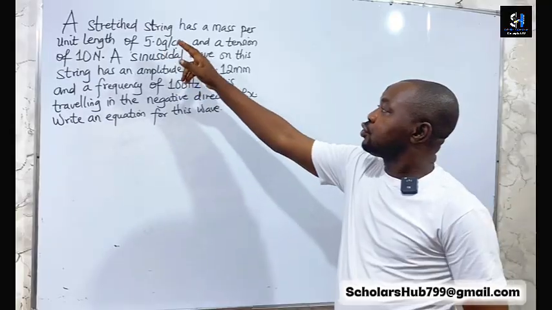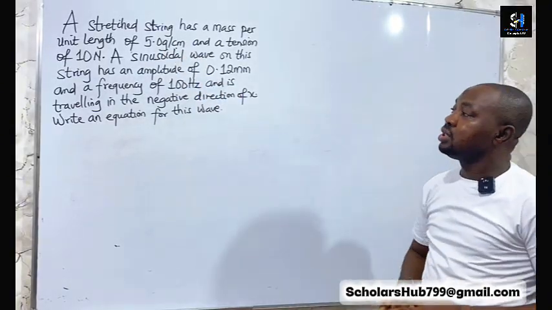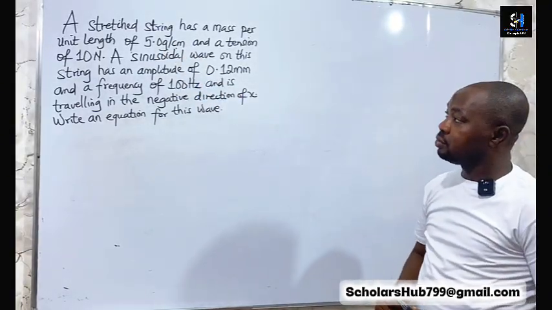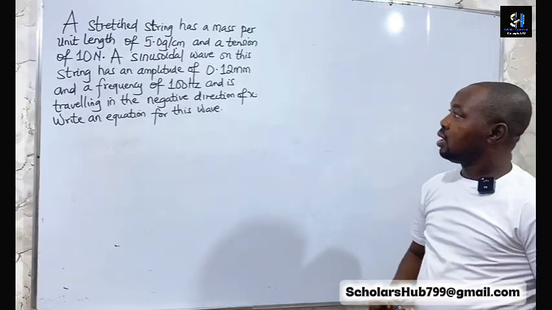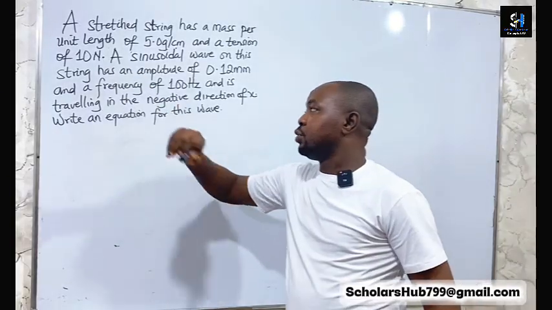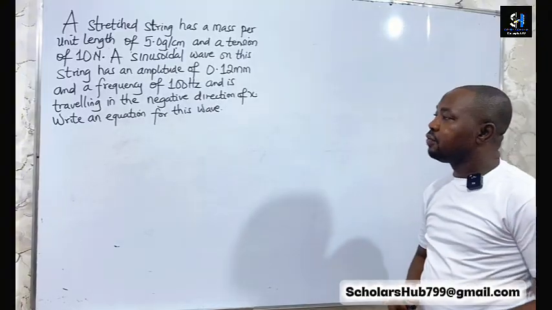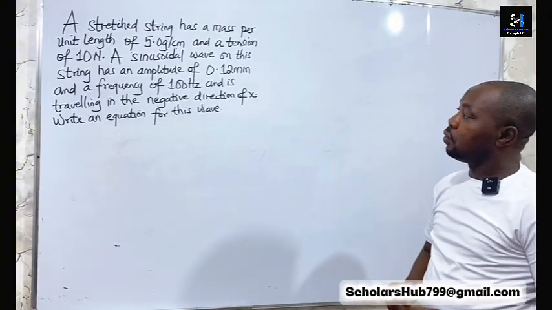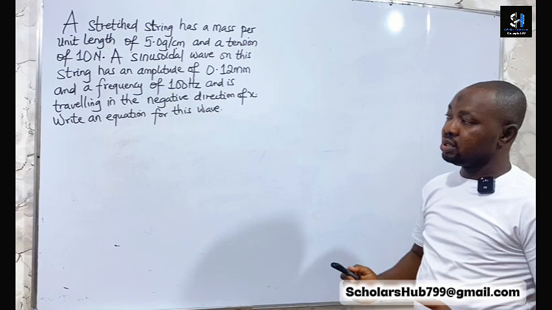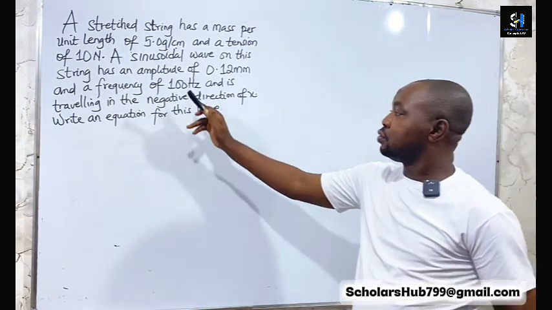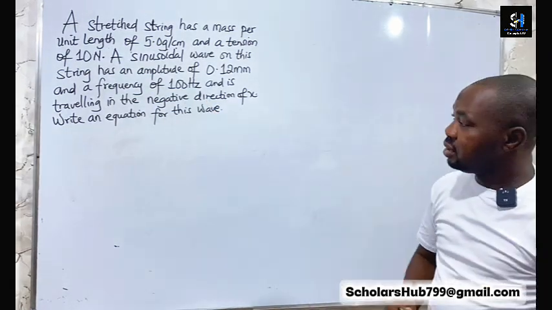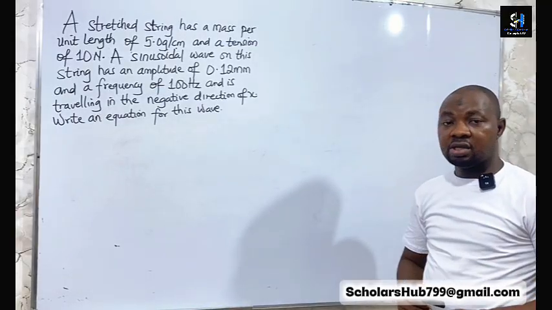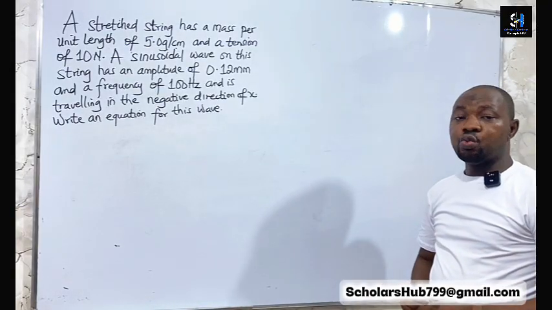A stretched string has a mass per unit length of 5.0 grams per centimeter and a tension of 10 Newton. A sinusoidal wave on this string has an amplitude of 0.12 millimeters and a frequency of 100 Hz and is traveling in the negative direction of x. Write an equation for this wave.